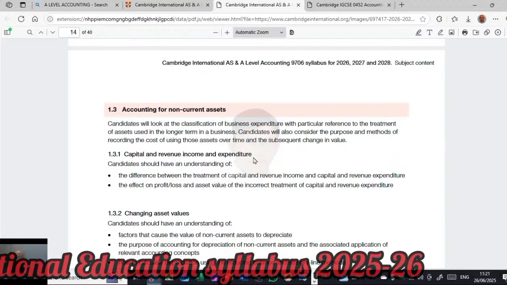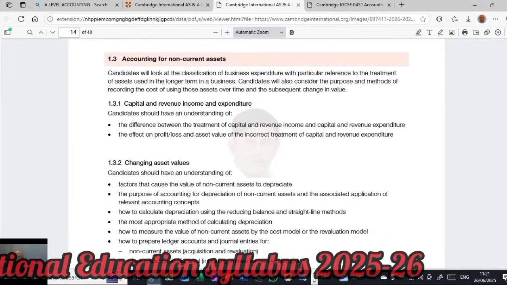So what happens if non-current assets change? What do you mean by non-current assets, first of all? So then changing asset values. So what happens when it changes? What are the things that have to be done?